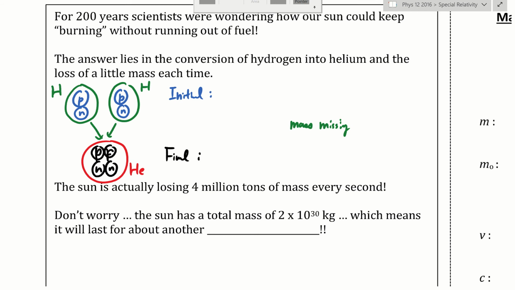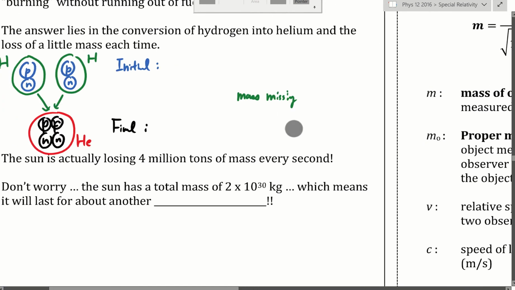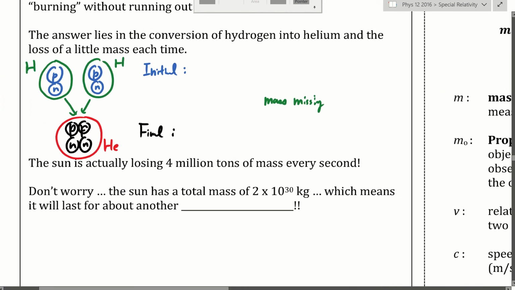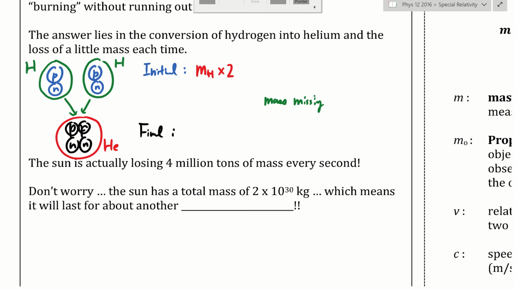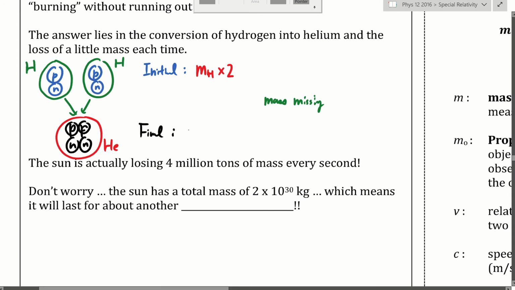So initially, how much stuff do you have? Initially, we have hydrogen, so we have the mass of hydrogen multiplied by 2, because we have 2 hydrogen. That's your initial mass. Now, at the end, what do you have? Well, at the end, we have a helium, so it's the mass of a helium.